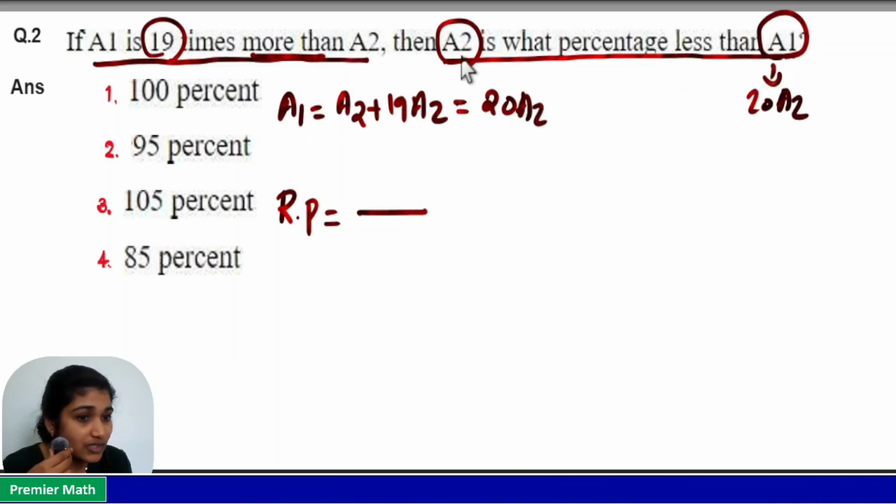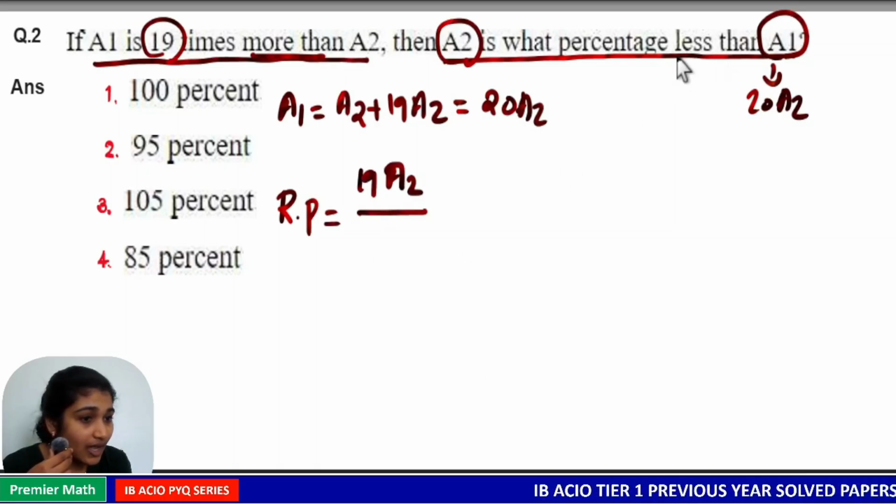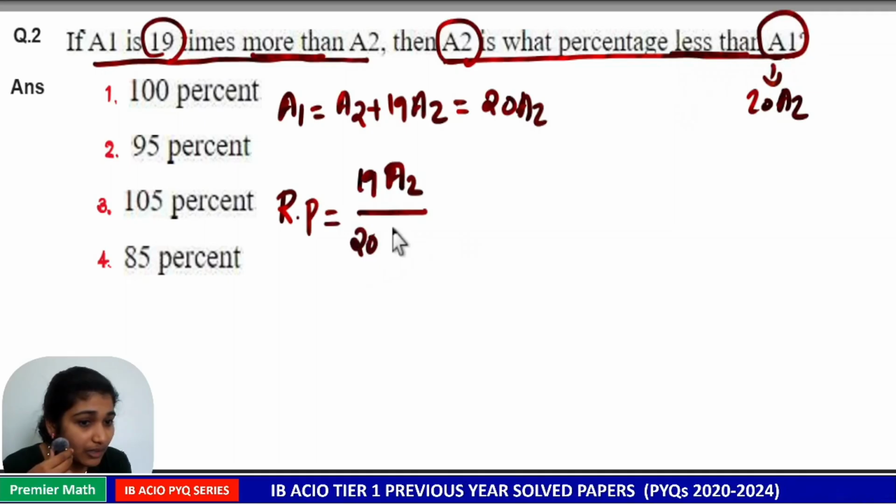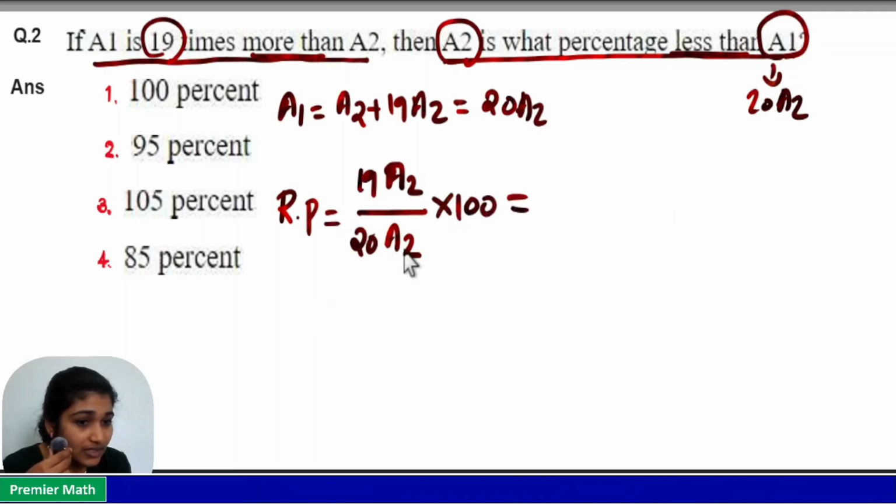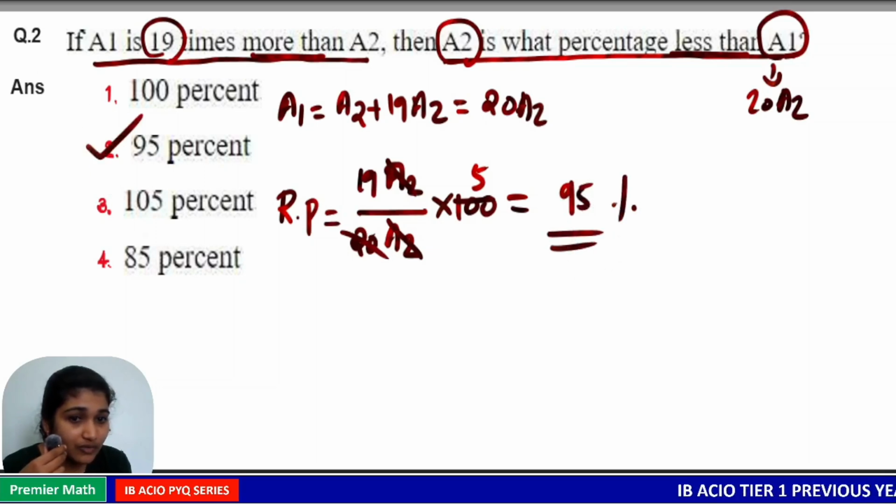Our question is: a2 is what percentage less than 20 a2. So the difference between a2 and 20 a2 is 19 a2. That is in our numerator, and after 'less than' it is a1, which is equal to 20 a2. That becomes our denominator. If you convert it into a percentage, a2 cancels, 20 goes 5 times in 100, 19 into 5 is equal to 50 plus 45, 95%. Option 2 is your answer.